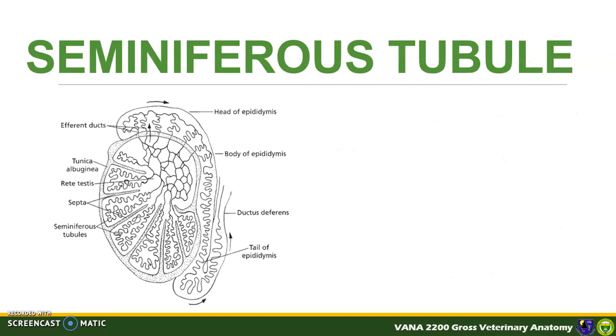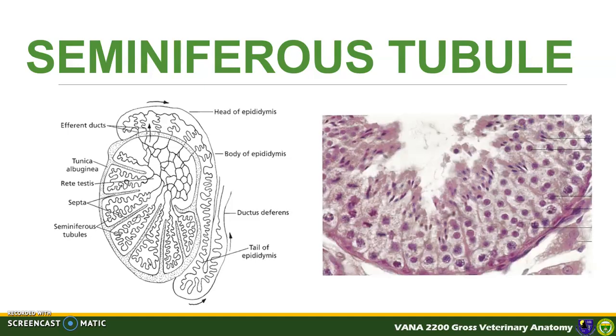Seminiferous tubules are hollow structures in which male germ cells differentiate into spermatozoa. Grossly, the seminiferous tubules can be divided into two: the convoluted seminiferous tubules and the straight seminiferous tubules. The convoluted seminiferous tubule is the actual site of sperm production.